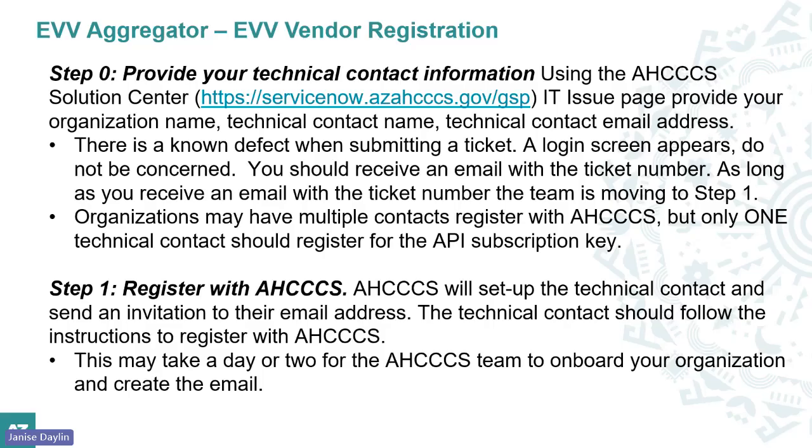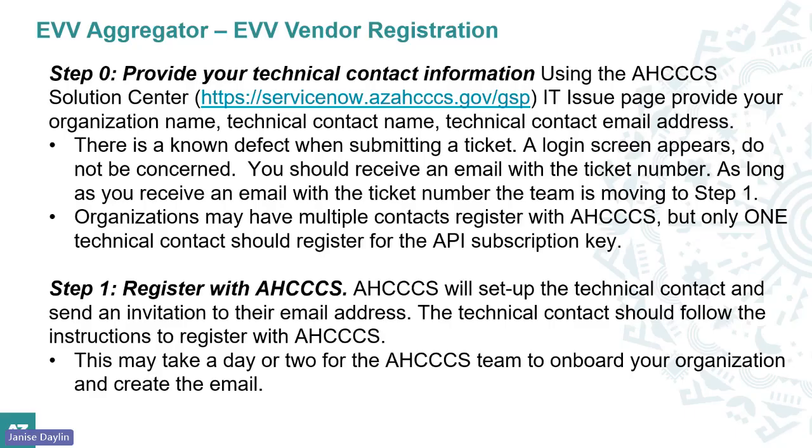And so that means you need to go to the service page where it has IT issues. And there are instructions we have for that as well. Way at the bottom of this website, there is an IT issues hyperlink. You click on it, and you enter your organization name, which is really important because we can't always tell from your email address. Then enter the technical contact that we'll be working with for the API connectivity, and their email address. That'll get you started. And so you'll submit that ticket.